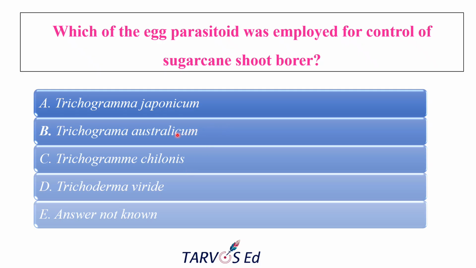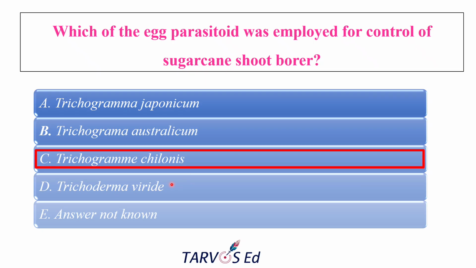So the options are Trichogramma japonicum, Trichogramma australicum, Trichogramma chilonis, Trichoderma viride, and the answer is not known. And the correct answer is Trichogramma chilonis, which is the egg parasitoid that lays its eggs inside the eggs of Chilo infuscatellus, right? So egg parasitoid means during the egg stage of the particular borer, it will lay its eggs, so that the developing parasitoid kills the host egg.